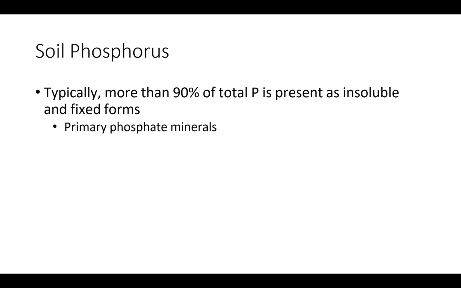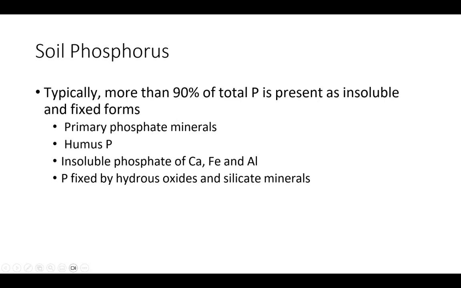Primary phosphate minerals are one of your major sources, as is your humus or your organic phosphorus. Then you have insoluble phosphates of calcium, iron, and aluminum. Remember, these are all di- and trivalent cations, so when they bind things, they tend to make them insoluble. Therefore, the phosphorus must be replaced off in order to have it available. You can also find phosphorus fixed by hydrous oxides and silicate materials.